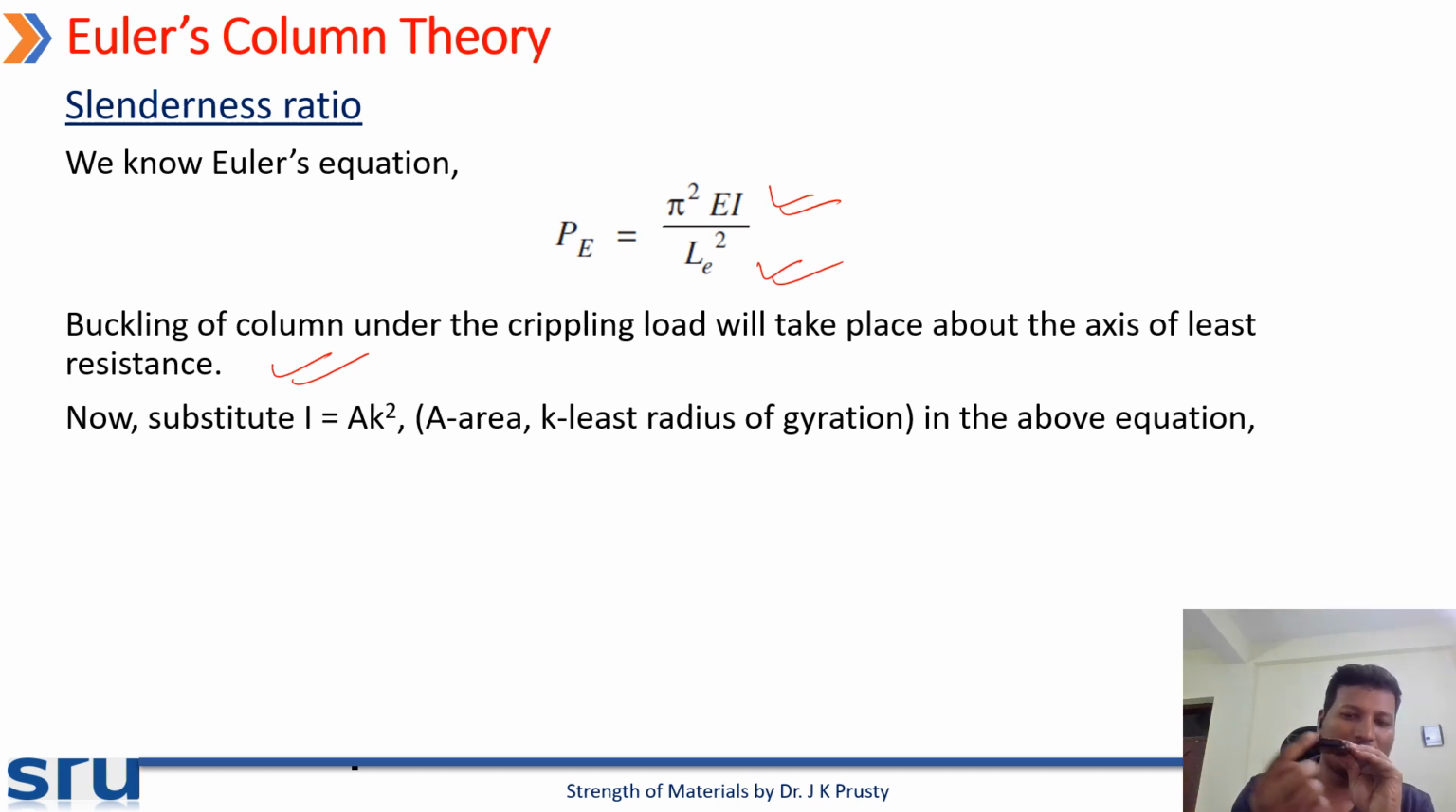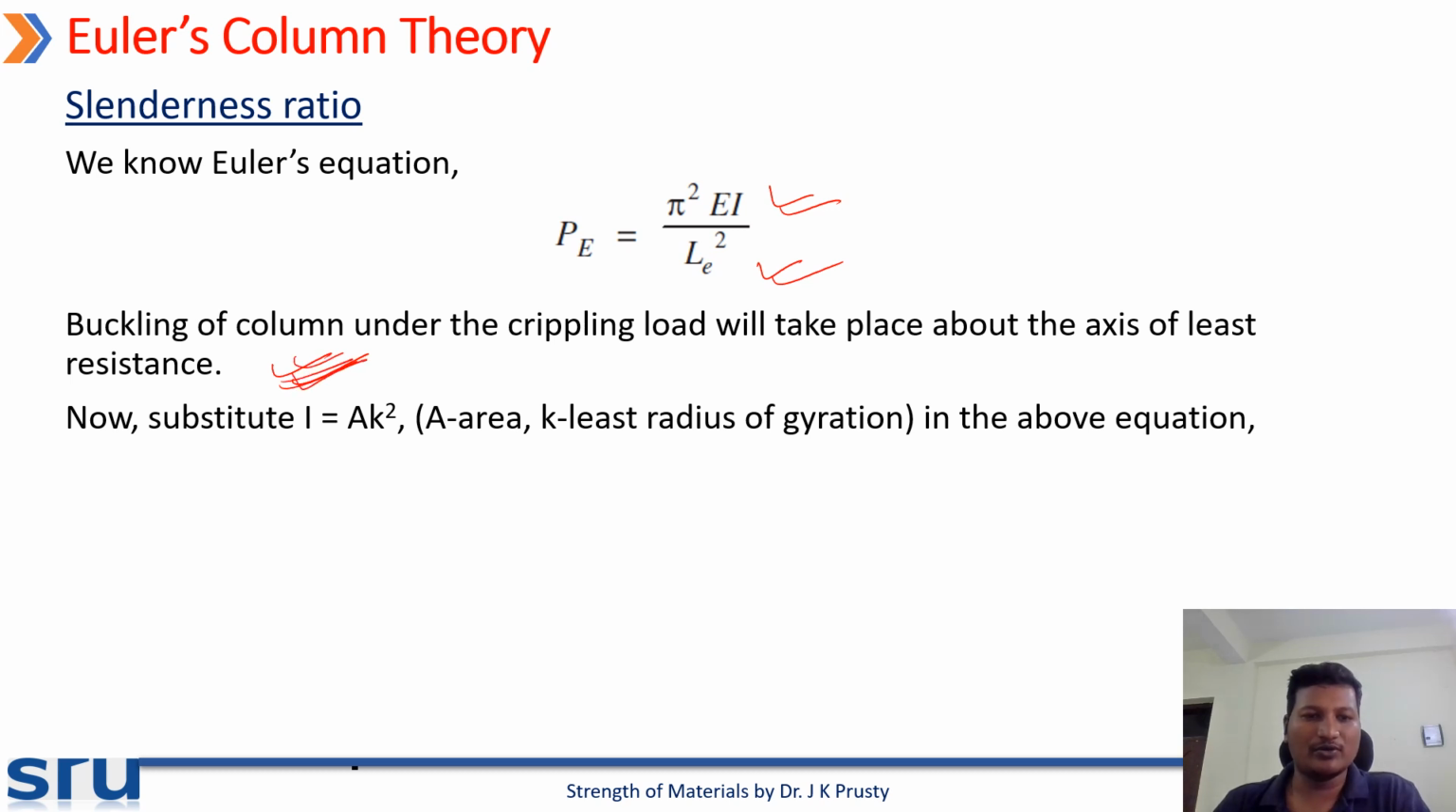If we draw the CG like this, and if I keep it like this, definitely there is a lot of material here to resist the buckling load. But if I do it like this, because less material is available to tackle the buckling load, your buckling failure occurs in this direction. It may buckle in this direction, not in this direction. So buckling of the column occurs always about the axis of least resistance.